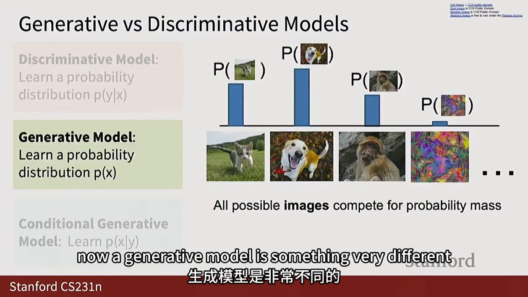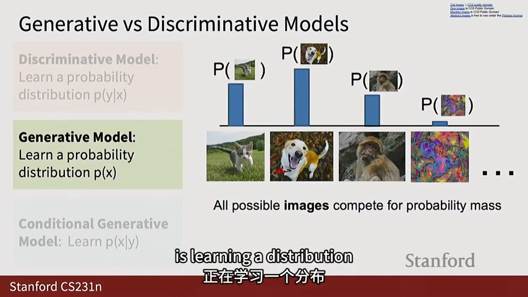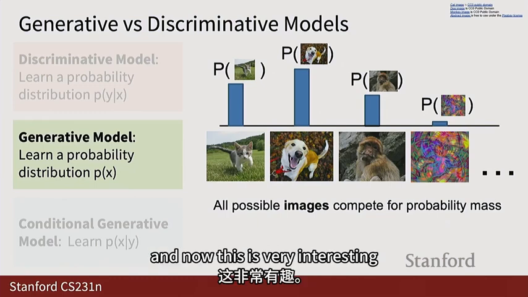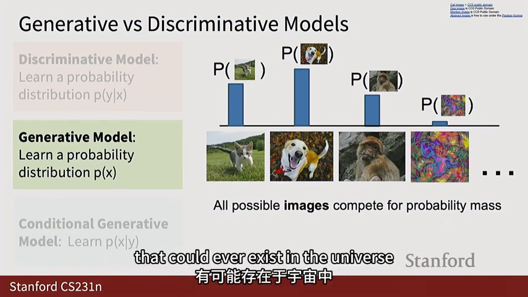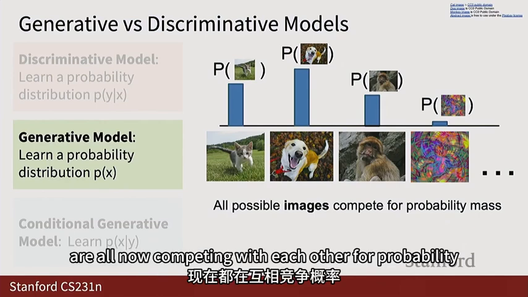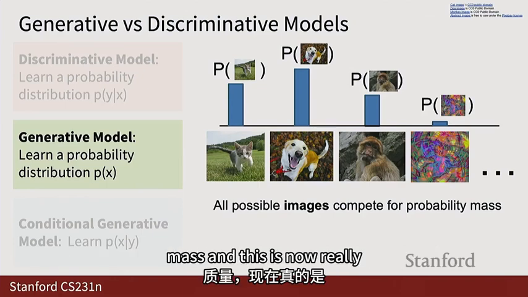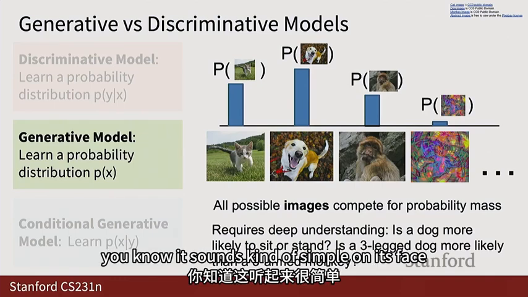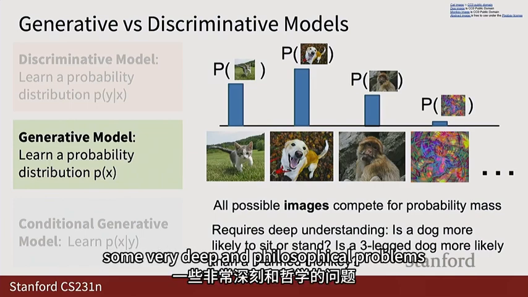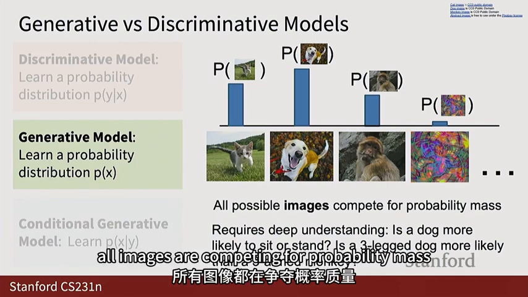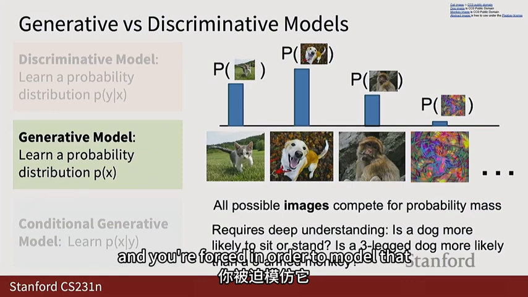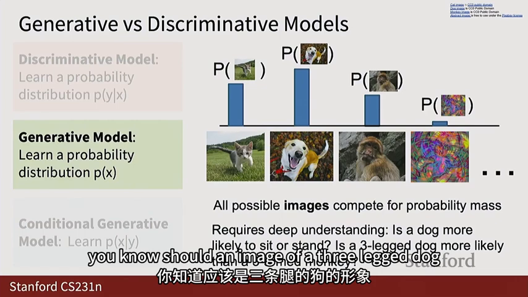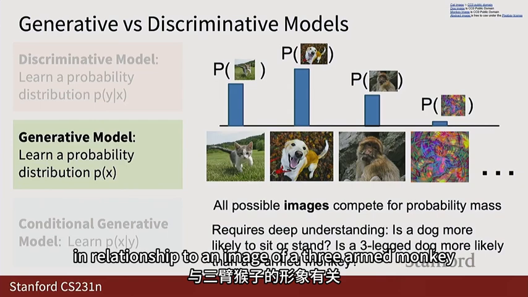Now, a generative model is something very different. What we're doing in a generative model is learning a distribution P of X. We want to learn a distribution over all possible images, X. And now this is very interesting. This means that all possible images that could ever exist in the universe are all now competing with each other for probability mass. It sounds kind of simple on its face, but this requires you to confront some very deep and philosophical problems about the world. Because now all images are competing for probability mass, and in order to model that, you're forced to answer questions like: how should an image of a 3-legged dog get probability mass in relationship to an image of a 3-armed monkey?